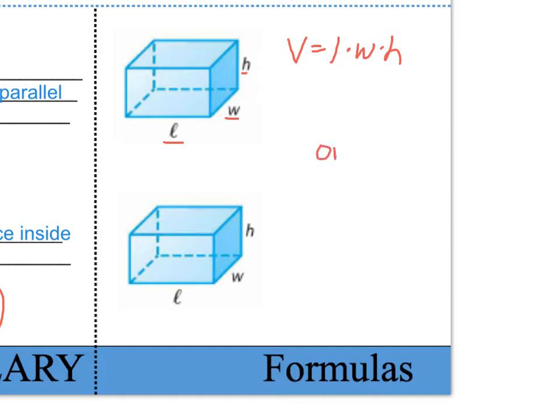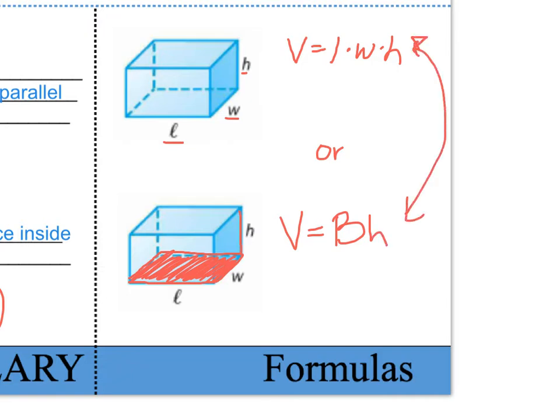Or you can use this formula, which means the same exact thing. You can go ahead and find the area of one of the bases of your rectangular prism. So in this case, find the area of the red region, which is just length times width, and then multiply it by the height to figure out how much space is inside of that volume, or that rectangular prism. So you can write it like this. Volume is equal to the base, which is the red region when you found the area of the base, and then you multiply it by the height. Both of these formulas mean the same exact thing.